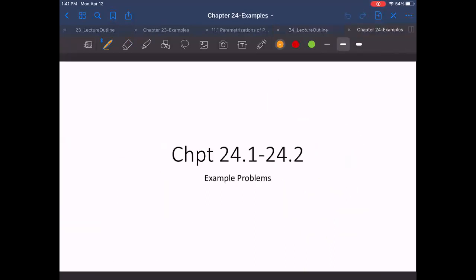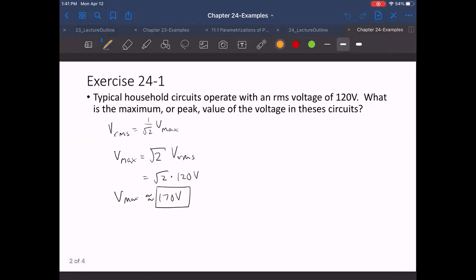I did the example problems that went with this. In fact, I even want to show you this first one, super simple. They tell you the typical household circuit is 120 volts. That's the RMS. So what is the maximum or peak voltage? The RMS voltage is 1 over the square root of 2 times the maximum voltage, which means the maximum voltage is square root of 2 times the RMS voltage. So that one is a very simple little question.